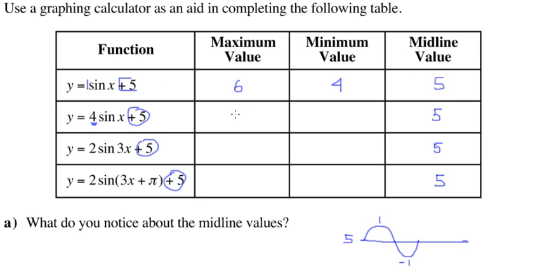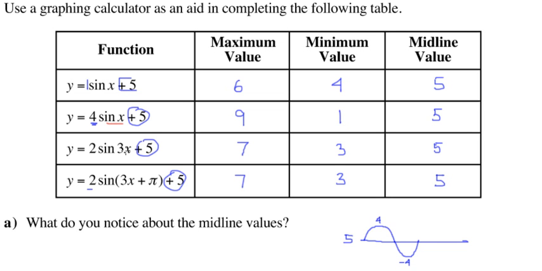Here, amplitude of 4. The highest you'll ever get is going to be 5 plus 4. The lowest you'll ever get will be 5 minus 4. If your amplitude is 2, that means you start at 5, and from there you go up 2 units, 5 plus 2, and then you go down 2 units, 5 minus 2. And here, the amplitude is still 2, so same thing again.